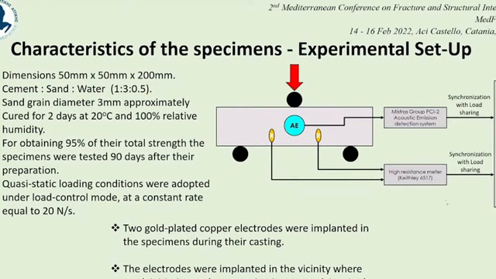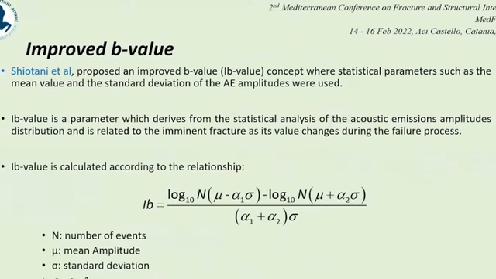Here we can see our experimental setup. For the acoustic emission detection, we used a Mistras Group PCI-2 system. And for the electrical resistance, we used a high resistance meter, a Keithley 6517. We will monitor, apart from the F function, the changes in the acoustic emission amplitudes through the improved b-value.